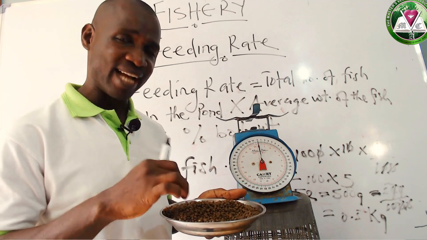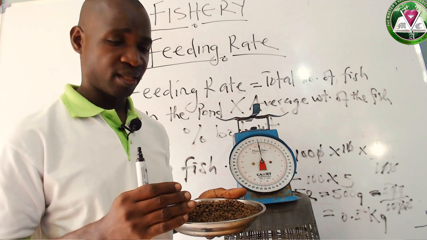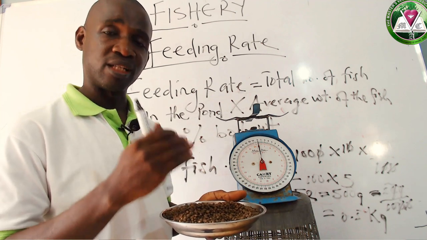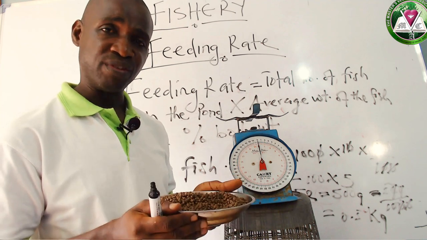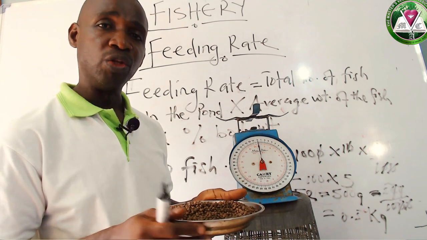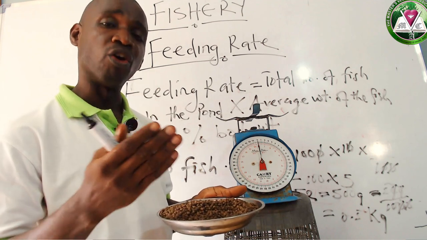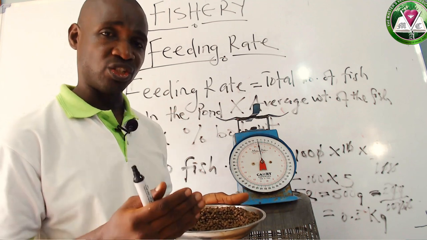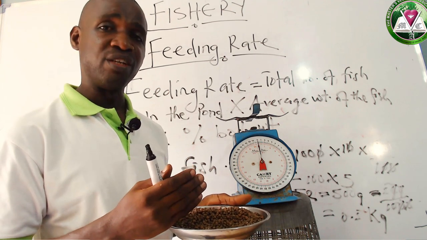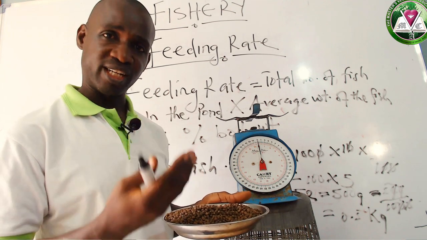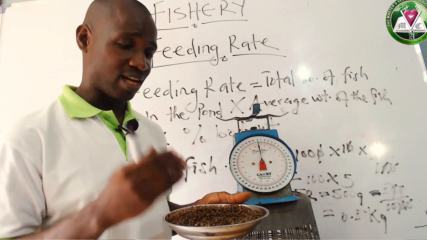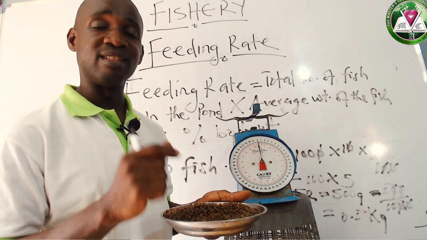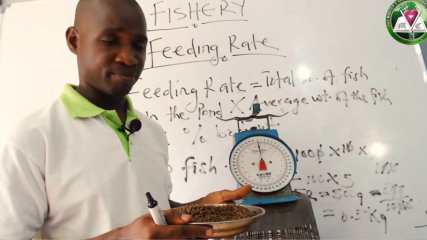Now you divide this feed into three. One portion for morning, the second portion for the afternoon, and the third portion for the night. That is feeding rate. With this understanding, you won't overfeed or underfeed your fish, and the problem of how many times do I feed my fish will be solved. You can even feed your fish twice a day, or three times a day, or even once a day, as long as you are giving it the right quantity it requires that particular day.